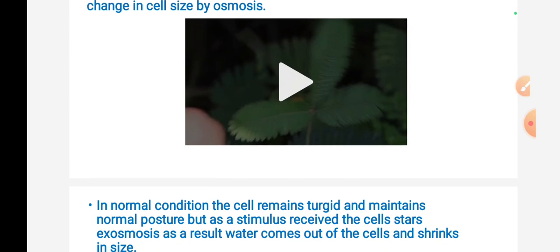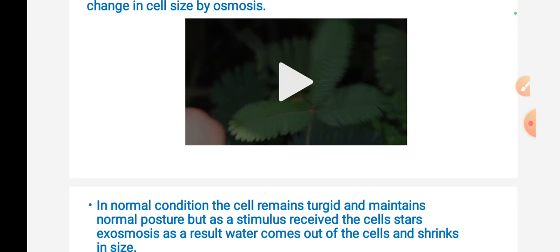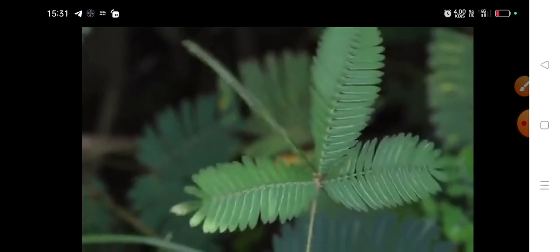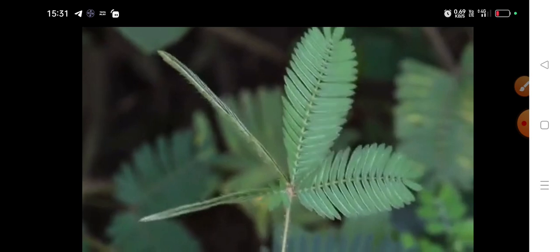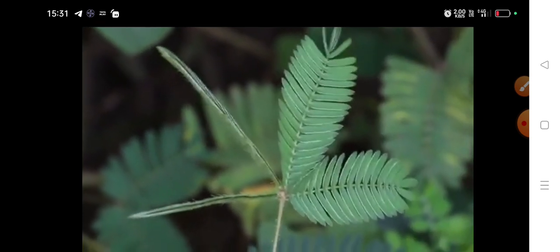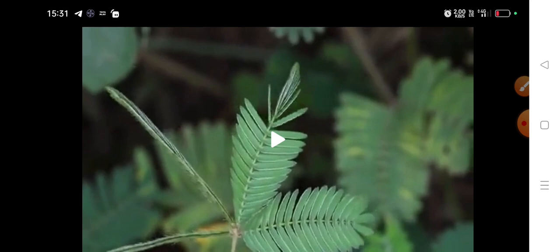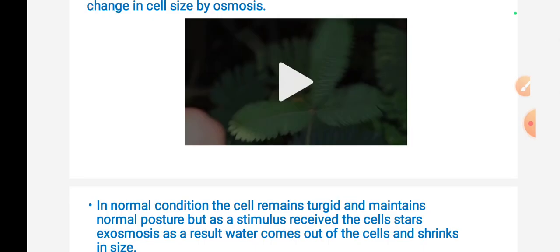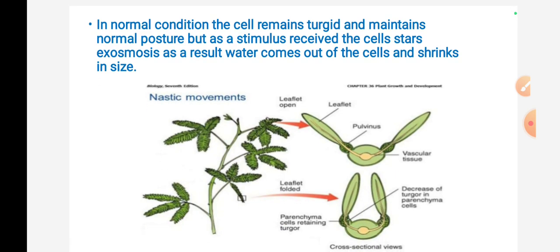Then how do touch-me-not plants respond to stimuli? See here, when we touch the plant, the leaves close their petals. This is how the touch-me-not plant behaves. Next, in normal condition the cell remains turgid and maintains normal posture, but as a stimulus is received, the cell starts exosmosis.